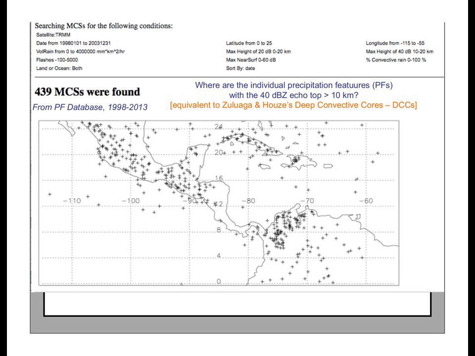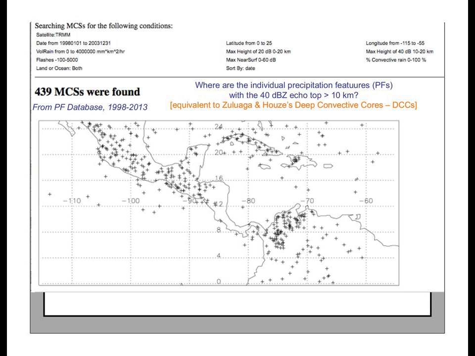Where do we have deep convective cores? That is, 40 dBZ echo tops exceeding 10 kilometers. Well, now we don't have 1,000, so everything is in black cross marks. And now, for those of you that understand the way deep convection is organized, we see quite a few over the large islands, land areas, all the way up and down from about Guatemala north through Mexico. But interestingly enough, almost none in Panama, Costa Rica, and Nicaragua.